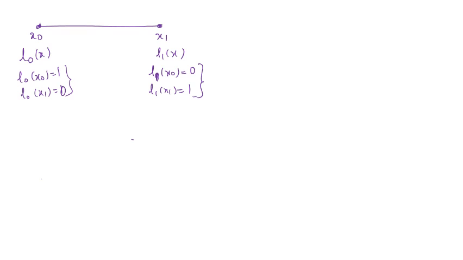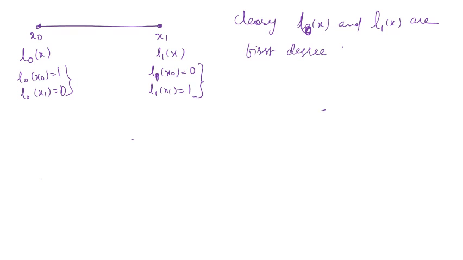Okay, and clearly L0 x and L1 x are first degree polynomials, right? So this is Lagrange's interpolation formula of first degree, nothing but linear interpolation.